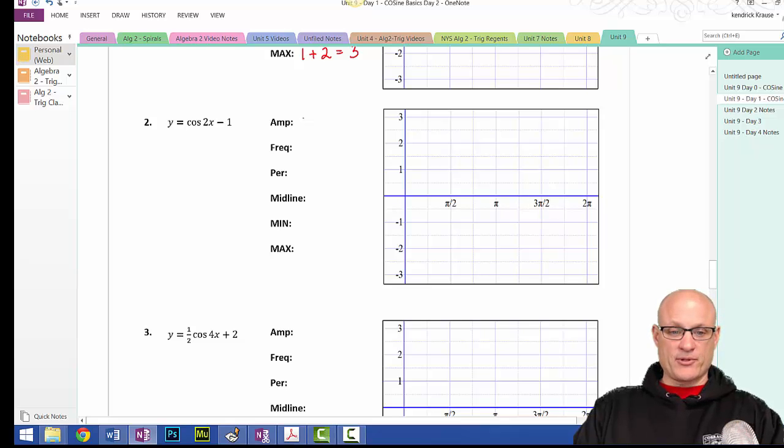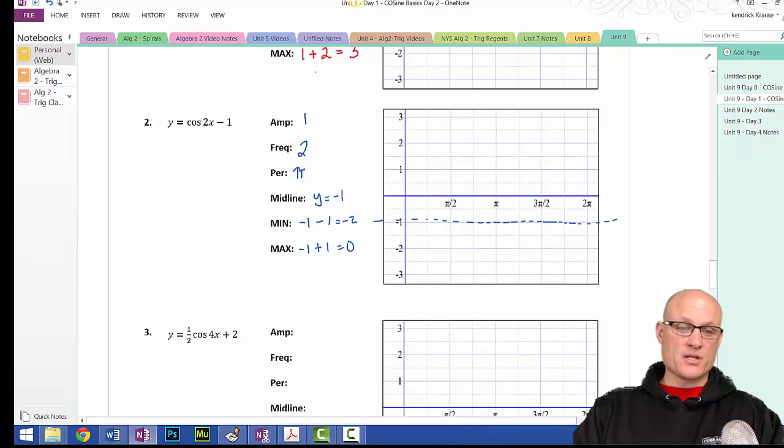Now, amplitude is 1. Frequency is 2. Therefore, my period is going to be pi. That's 2 pi over 2. My midline is y equals -1. Draw that in right now. The minimum is going to be -1 minus 1, or -2. And the maximum is going to be -1 plus 1, or 0.